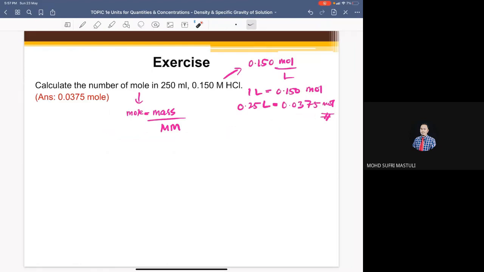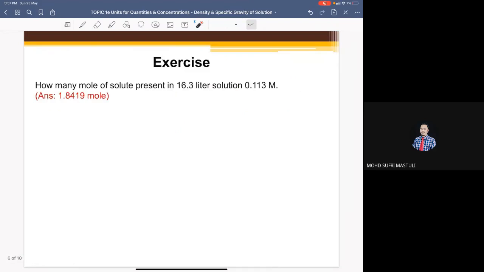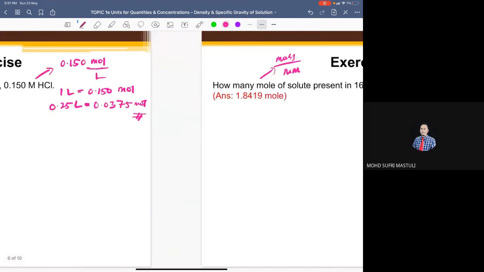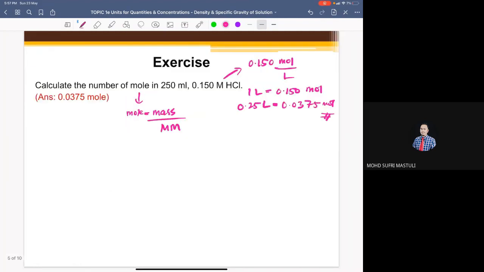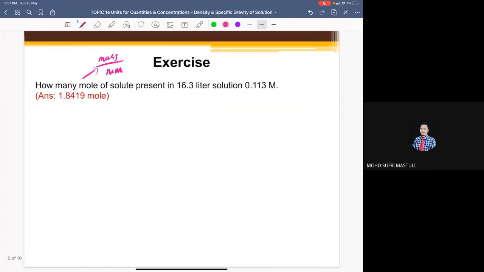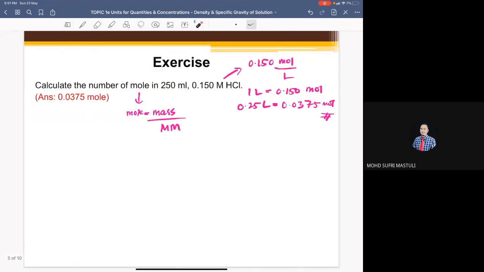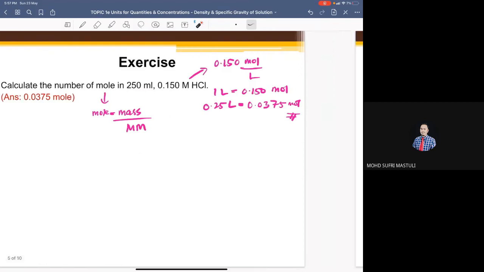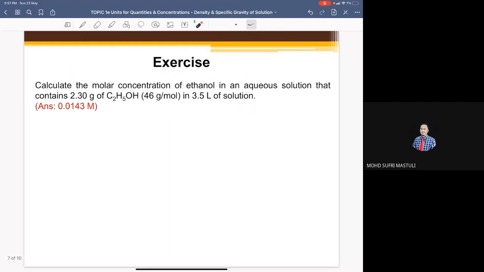Okay, so the answers are similar. All right. So this one also you have to try. How many mole? Mole is mass over molar mass. It is the same as this question, but it is a different unit. This one is in liter, but the other is in milliliter, but the same technique you can settle.